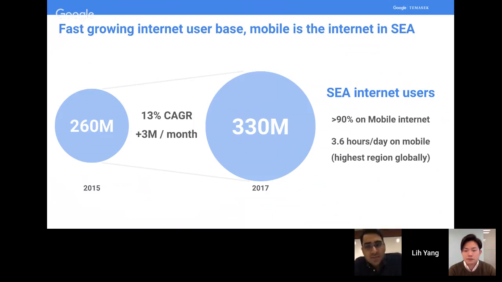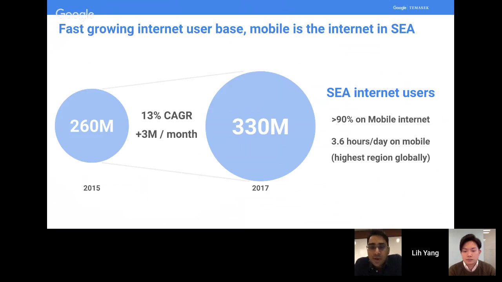So it all starts from the user base, right? And it is something which has grown so massively. It has accelerated like never before in Southeast Asia. We have more than 330 million internet users as of end of 2017 in Southeast Asia across the six countries I referred to. And just 2 years back, it was 260 million. So we have pretty much added more than 3 million users every month. So that's a massive scale, right?